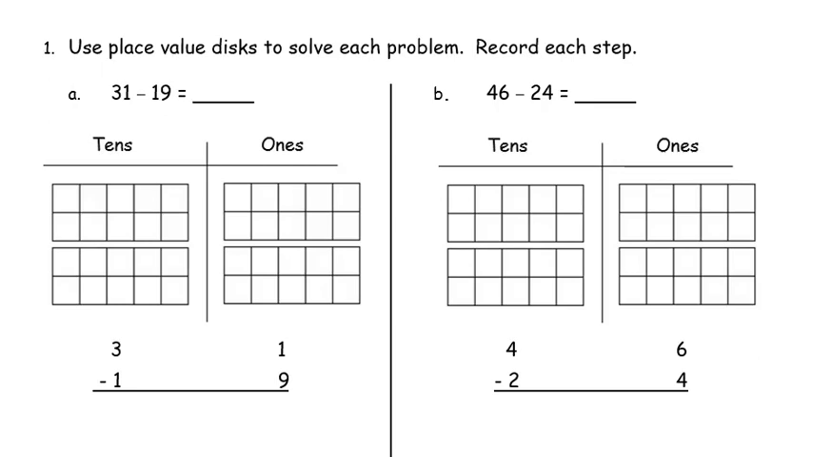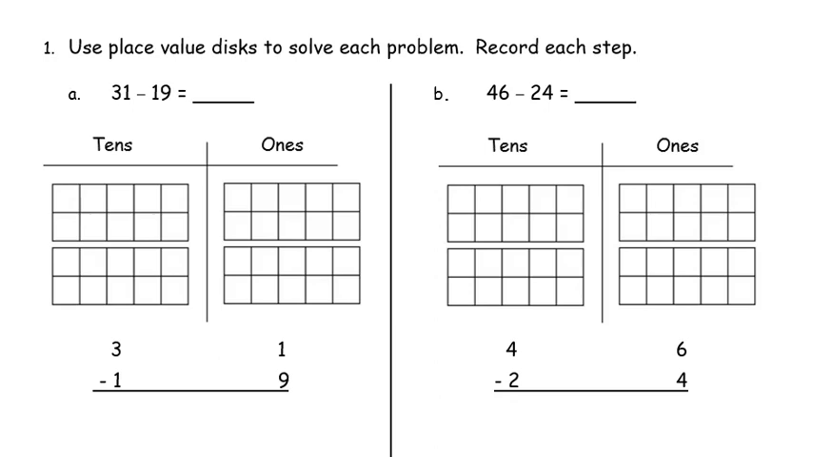This tutorial is for 2nd grade, Module 4, Part 2, Lesson 13. In this lesson, we're going to continue using place value discs to show what happens in a subtraction problem when we work it out in the vertical format. My first problem is 31 minus 19.